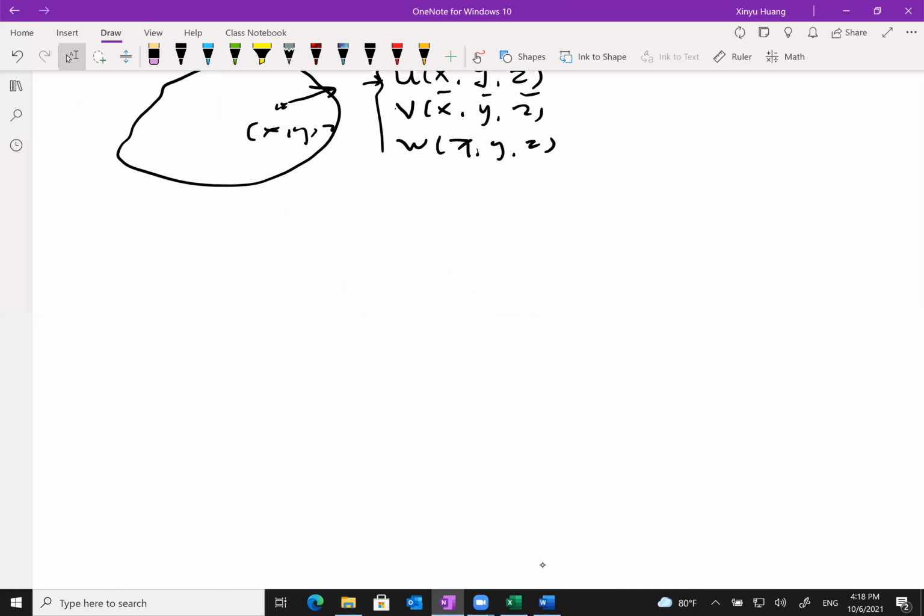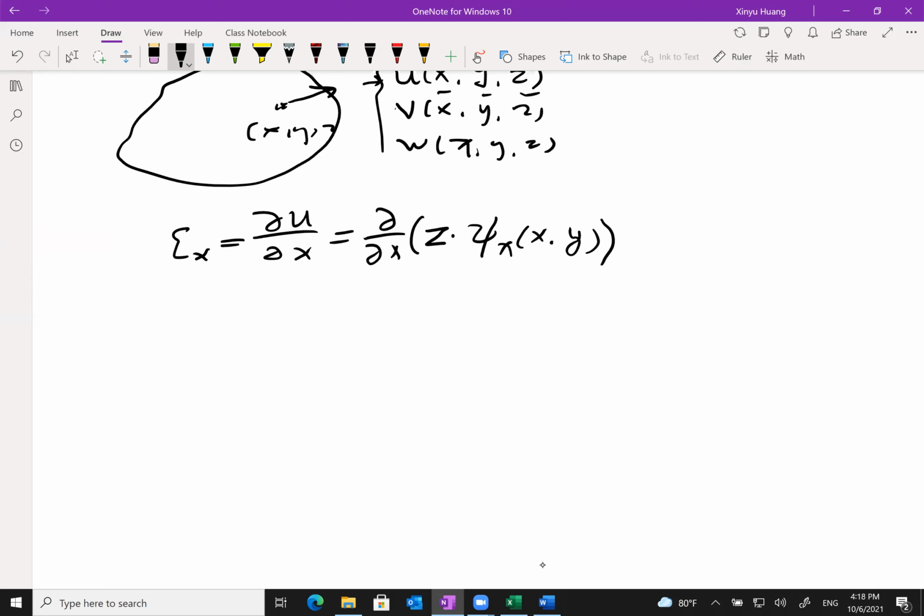So we calculate the epsilon x strain. Epsilon x is partial u partial x. It's actually partial x of z times psi x xy. Now we know the z doesn't depend on x, so basically it's z times psi x xy. This is the first derivative with respect to x, and then we do another derivative, so that's xx. So that's the first strain component. That's the equation for it.